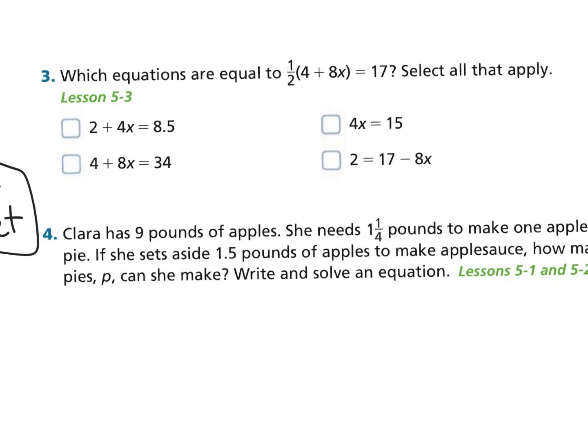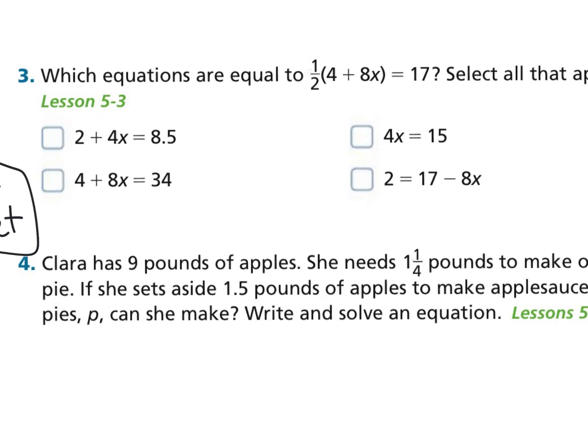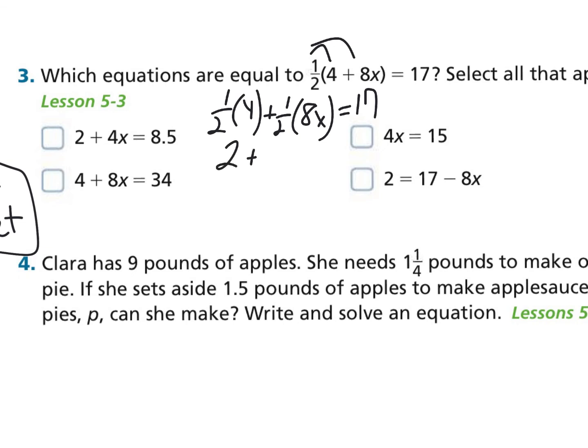Number 3, they're asking which equations are equal to this. Select all that apply. So what I would do on this one would be use the distributive property to simplify this equation, and then see what we're looking at. So half of 4 is 2, half of 8x is 4x. So 2 plus 4x equals 17.